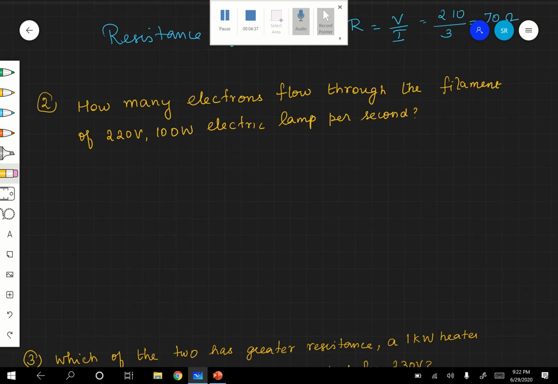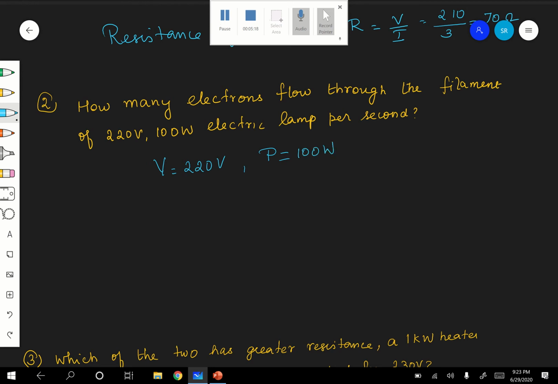How many electrons flow through the filament of a 220 volt 100 watt electric lamp per second? Here also the rating is given. It works on V equal to 220 volt, and the power rating is 100 watt.